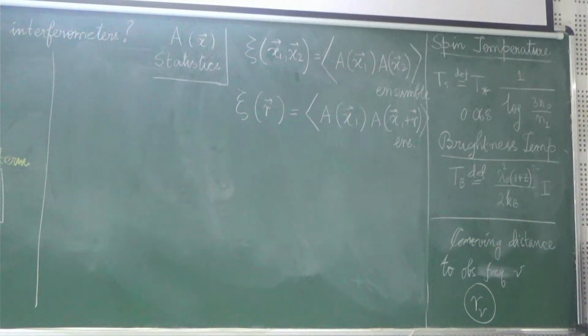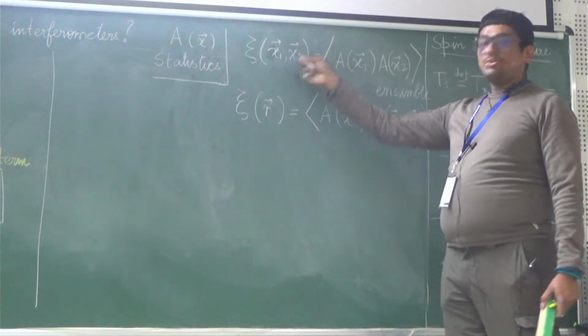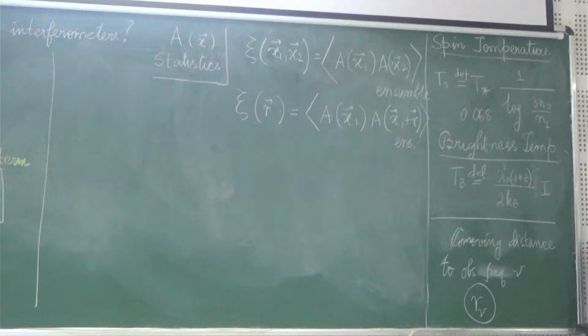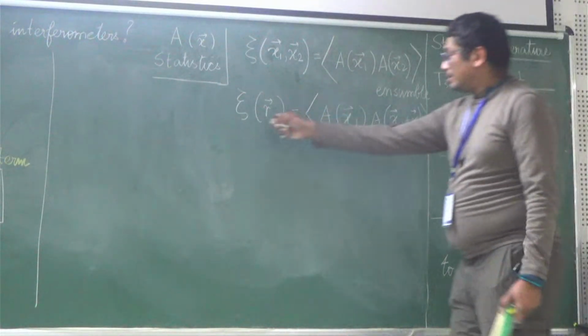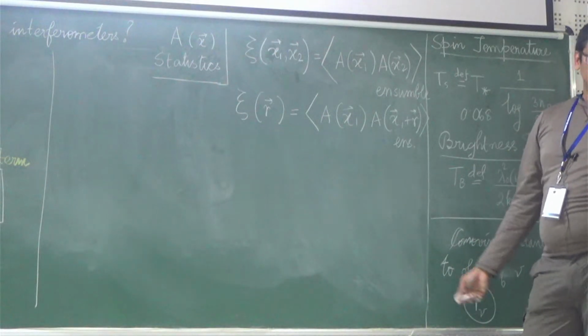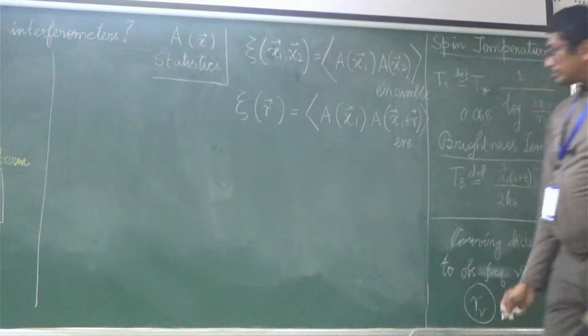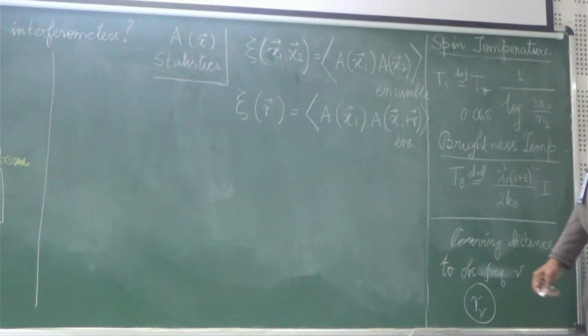You may ask how, but it's very straightforward to see. Instead of writing it in terms of x1 and x2, I can write it in terms of (x1 plus x2)/2 and x1 minus x2. x1 minus x2 is essentially r, and the signal should not depend on (x1 plus x2)/2. That I have already said, so it does not depend on that. You can do even better.